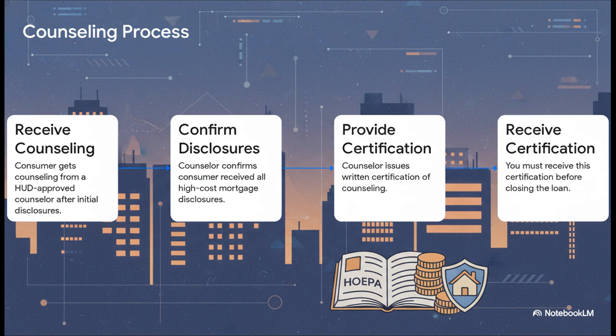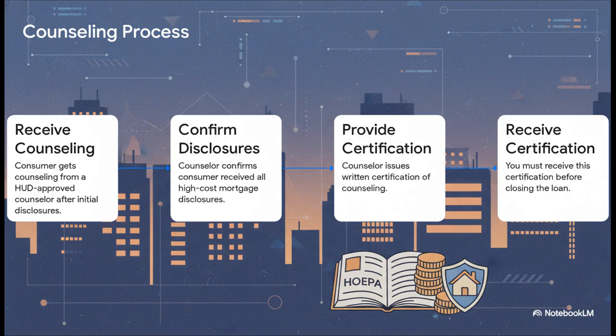This is the final safeguard, and it is a non-negotiable step for compliance. Before you can close on any high-cost mortgage, you, the creditor, have to get a written certificate that proves the consumer went through counseling with a HUD-approved agency. And the timing is key. The counseling has to happen after they've seen the disclosures. Without that certificate in hand, you cannot close the loan.